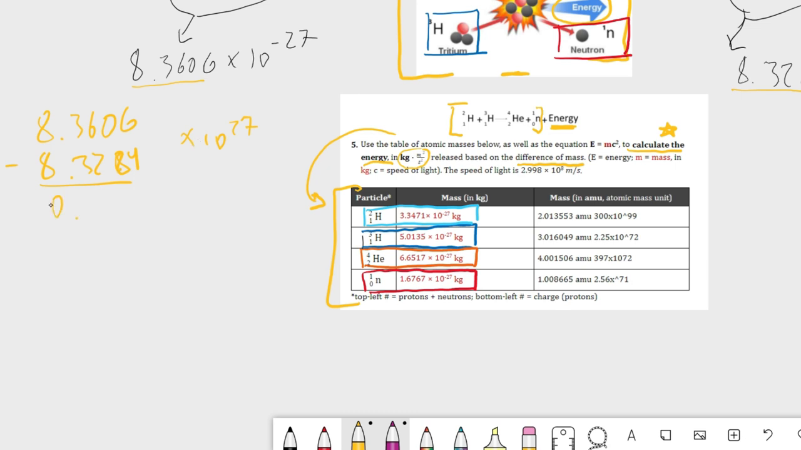0.0322 times 10 to the negative 27, right? And a reminder that this is all in kg. We kept that constant, so we can just plug that back in there. And this is our different mass. It's super small, right? And technically the correct way to also write this is to move that decimal and have that be 3.22 times 10 to the negative 29 kilograms.